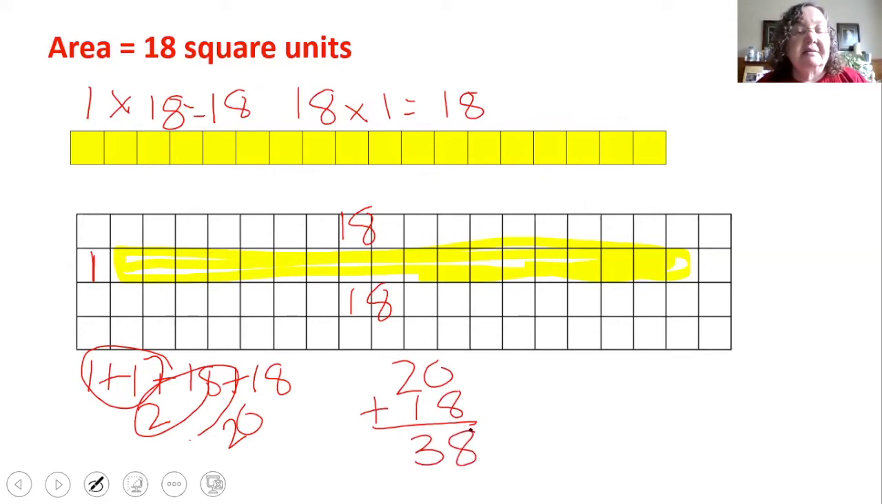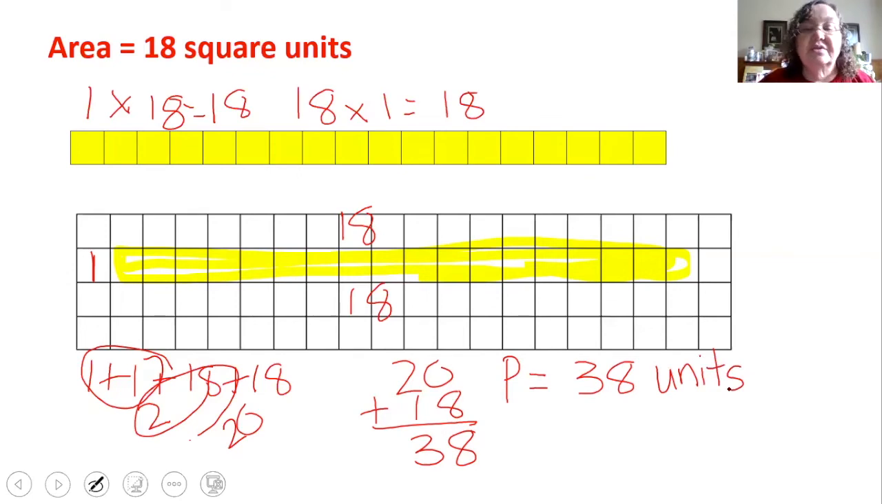So am I done? Not quite, because I have to say it's 38 what? And in this case, we'll say the perimeter is going to be 38 units, because I don't know whether your units are inches, 2 inches, or whatever. So we'll just say it's 38 units.